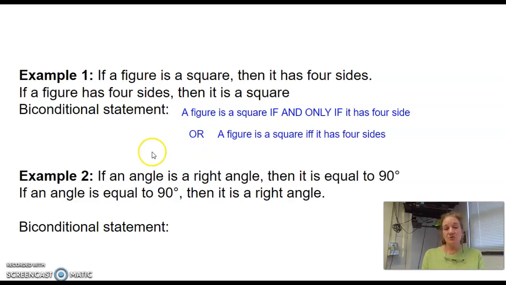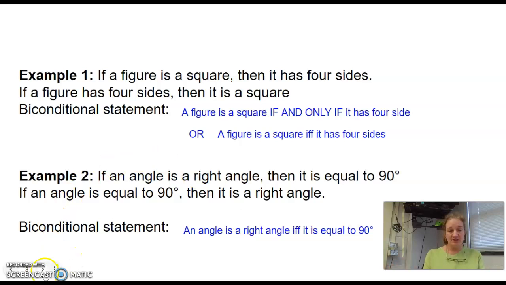Instead of writing all those words out, just like before, instead of writing if and only if, you write IFF. That's what that means. Okay? So let's look at this next example. If an angle is a right angle, then it's equal to 90. Both of these are true. A right angle is equal to 90 degrees. If it's 90 degrees, it is a right angle. So both sides of this are true. This is a much better example. An angle is a right angle if and only if it is equal to 90 degrees. Both parts of these have to be true for that statement to be true.